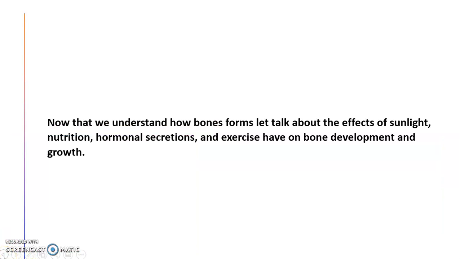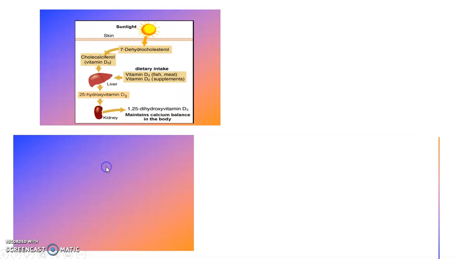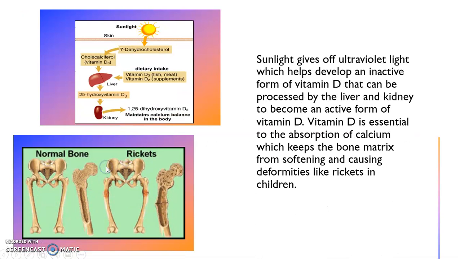Now that we understand how bones form, let's talk about the effects sunlight, nutrition, hormonal secretions, and exercise have on bone development and growth. Sunlight gives off ultraviolet light, which helps develop an inactive form of vitamin D that can be processed by the liver and kidney to become an active form of vitamin D. Vitamin D is essential to the absorption of calcium, which keeps the bone matrix from softening and causing deformities like rickets in children.